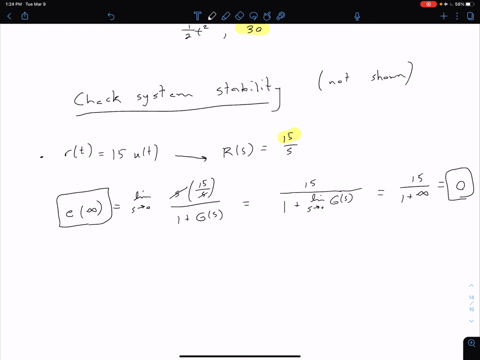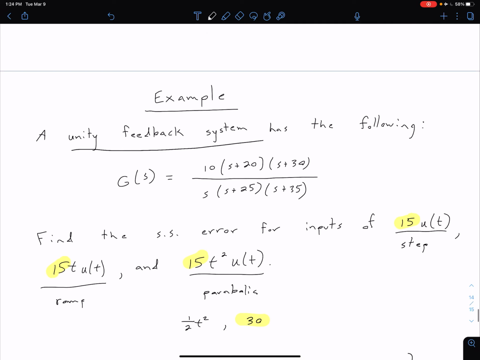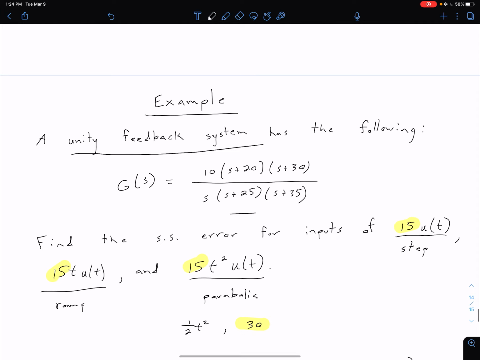Before we move on to the next one, we can say we should be able to expect roughly what type of error we're going to see for each of these inputs, because if we take a closer look at this G(s) equation, we can see that our n, which we had in our general equation, is equal to 1 in this case.